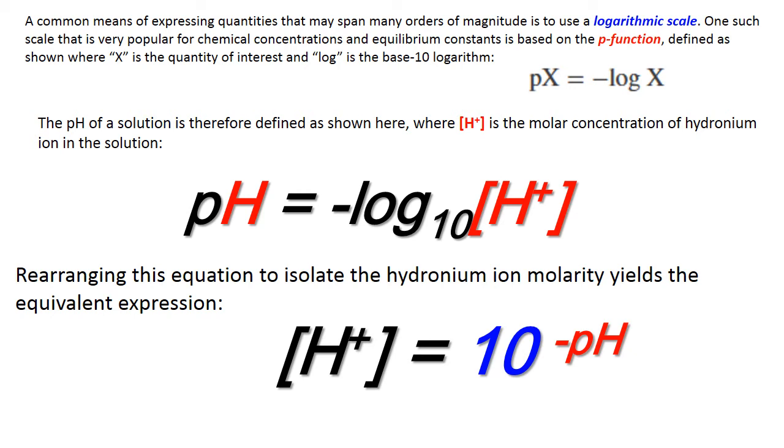A common way of expressing quantities that can span many orders of magnitude is to use a log scale. Such a scale is very popular for chemical concentration and equilibrium constant. It is the so-called P function, defined as negative log of concentration of X. For species X, negative log of concentration of X is pX.